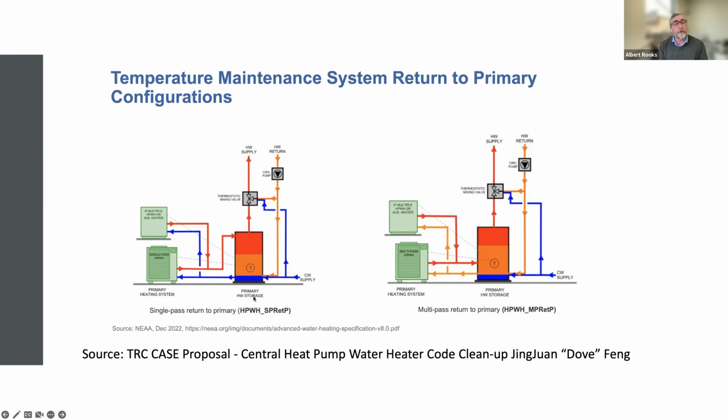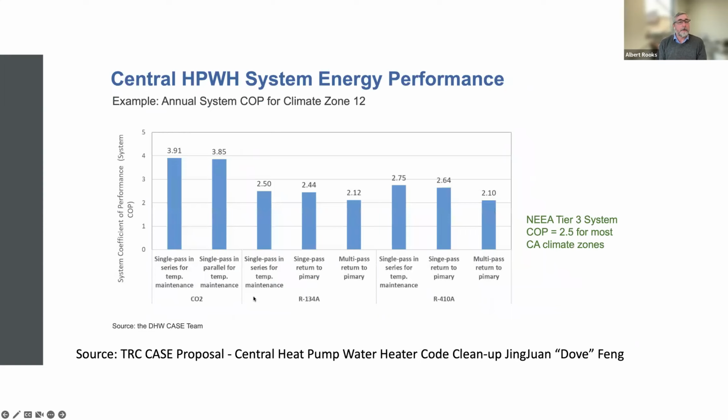So, temperature maintenance system return to primary configurations: single pass return to primary, multi-pass return to primary, right? These are systems that wouldn't use a swing tank. And now we actually have some COP data based on research over these last few years. Essentially what stands out are these first two.